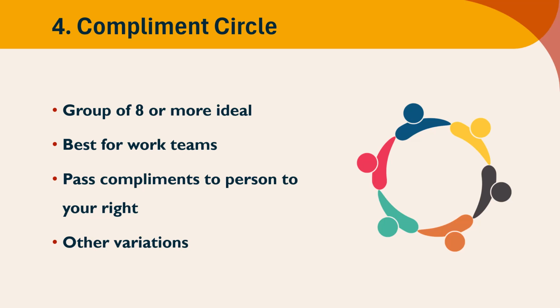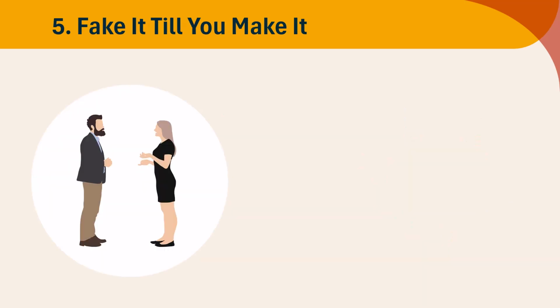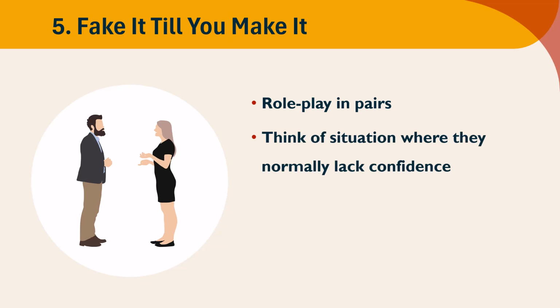Let's go to activity number 5. Number 5, fake it till you make it. Get participants to do this activity by working in pairs. So they're going to do a role play in pairs. And you want them to think of a situation where they normally lack confidence.